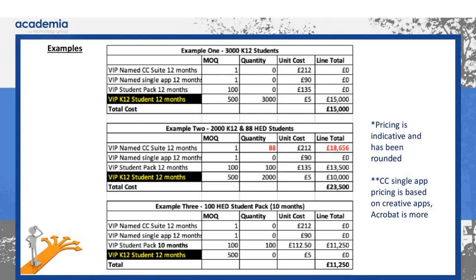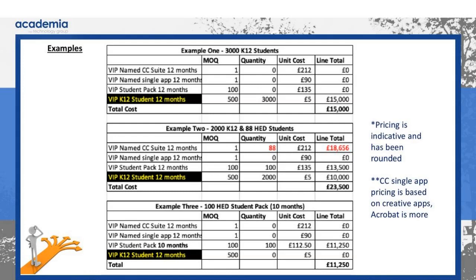So in this example, you could buy 88 named user licenses for HED for over 18.5 grand, or, and a no-brainer, you could buy 100 of the student pack and you'll be saving around £5,000. So about £5,000 saving, 12 extra licenses, absolute no-brainer. So for this option, and we've tallied up the last two numbers here to get to 23.5 grand, and probably the most cost-effective model in that example.